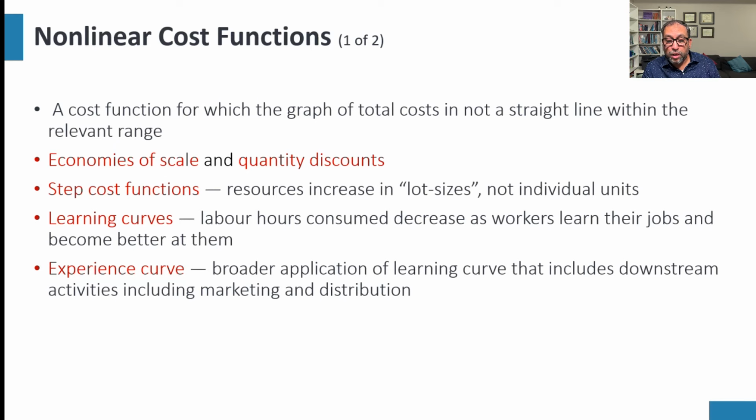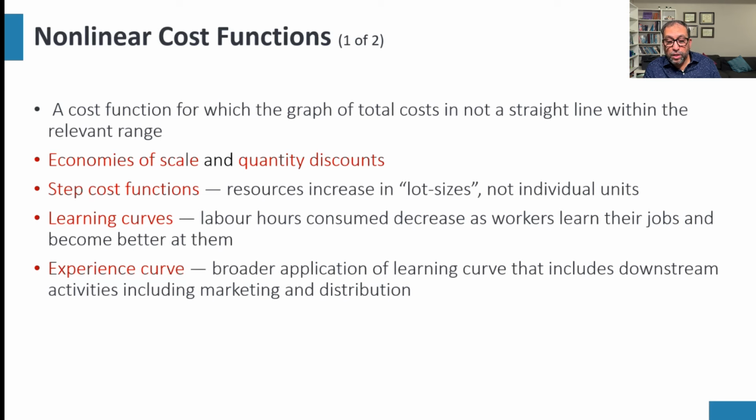So it means that the relationship is not like the one in the beginning, or at the short range of operation. Step cost function: resources increase in lot sizes, not individually. So it is also possible that the relationship is not linear. It steps up after every 10 or every 20 units of output. For example, if we are running a clinic and we have a relationship between doctors and patients, and the patients increase to more than 20, what do we have to do? We have to hire one more doctor so that we can cover that. That's the step cost function.